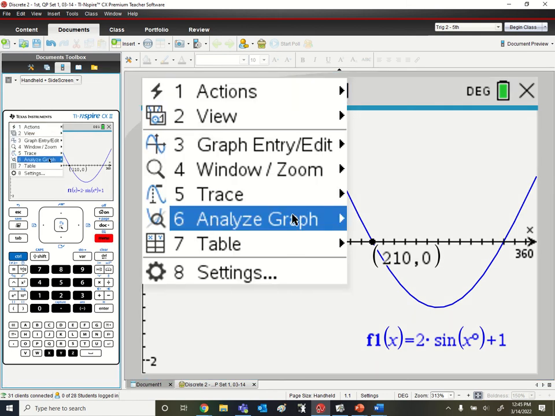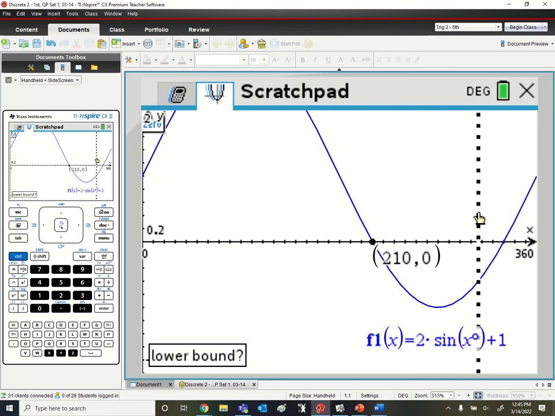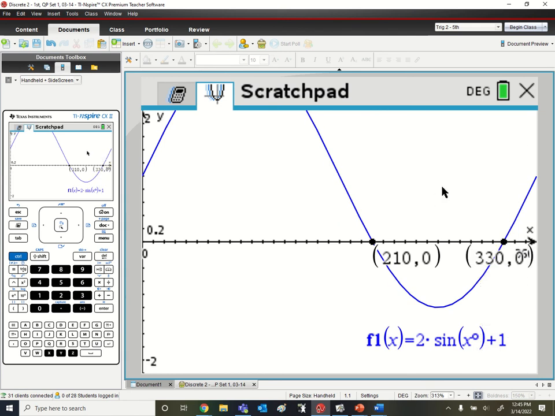Menu. Analyze graph. 0. Right here. And over. So my two answers are 210 and 330. Wait, how'd you get that one? I just missed it. What's the first button you push? Menu, analyze graph, 0. And then it's asking where you want the lower bound. Move to the left of it. Move to the left over here.